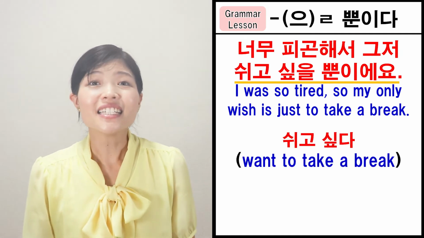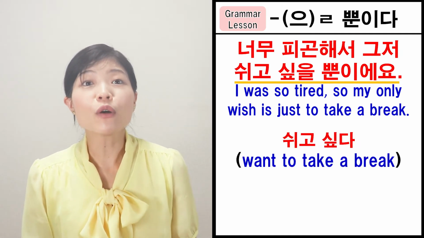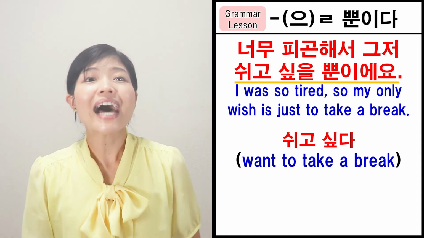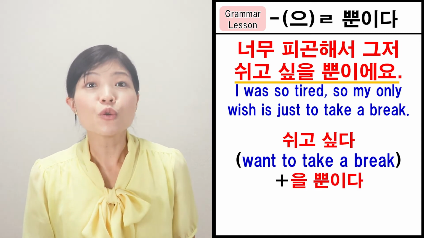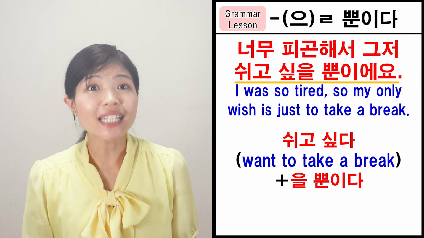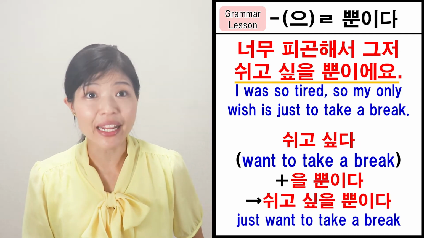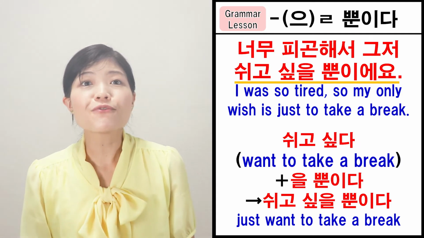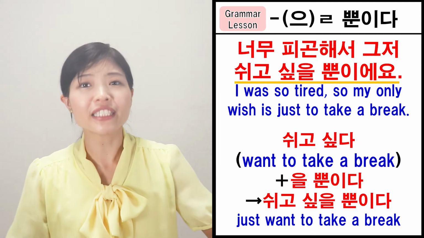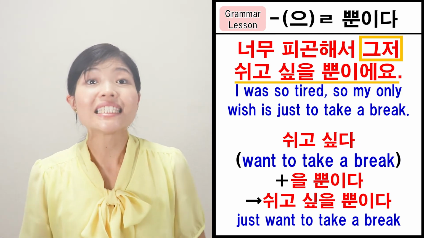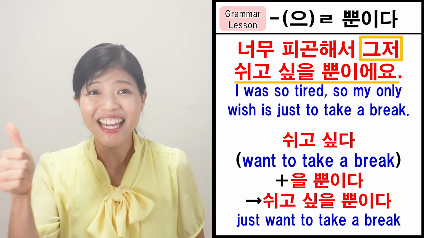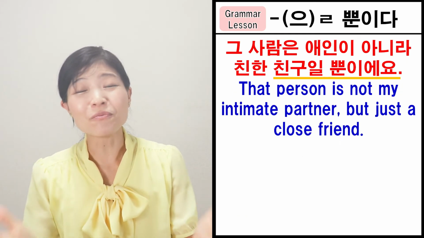Anyway, here, since the adjective of 쉬고 싶다, want to take a break, has a final consonant, you attach 을 뿐이다 to make 쉬고 싶을 뿐이다, just want to take a break. From the sentence, you can feel a nuance of desperation because of the word 그저, only. Okay, let's read the next sample sentence.